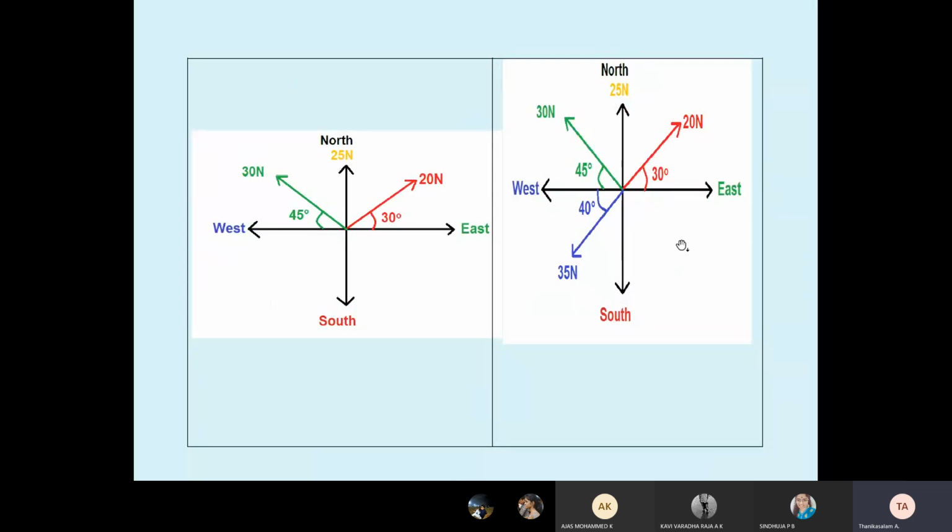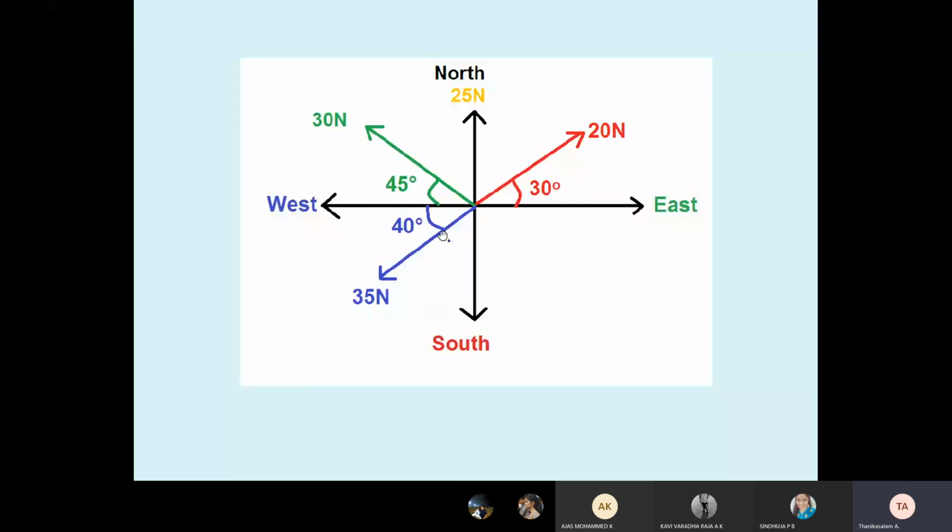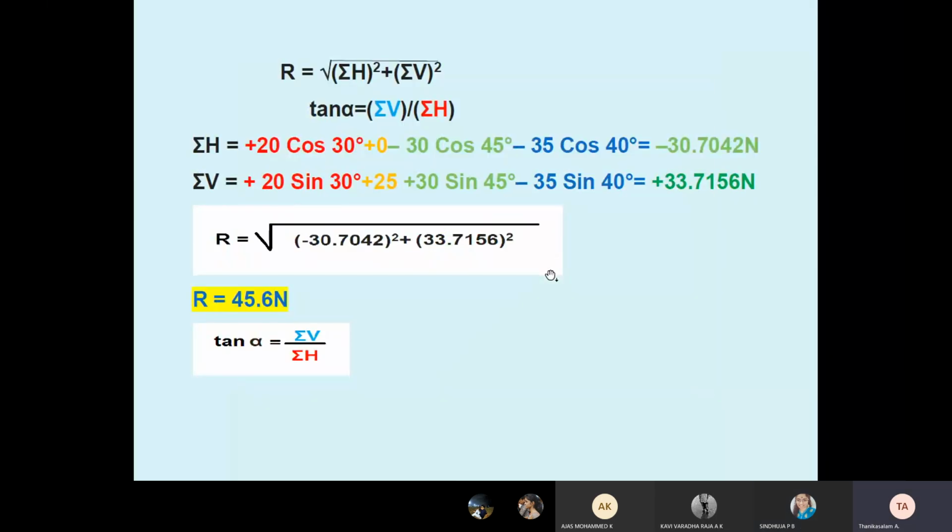How did you get the diagram? I explained it in the previous step. Now see the first quadrant: 20 Newton with respect to x-axis. 25 Newton acts only on the y-axis, not the x-axis. The 30 Newton lies in the second quadrant with respect to the minus x-axis. The 35 Newton goes to the third quadrant with respect to the minus x-axis. So this is the final diagram, step by step. Class representative, do you understand? Yes, sir. Okay.